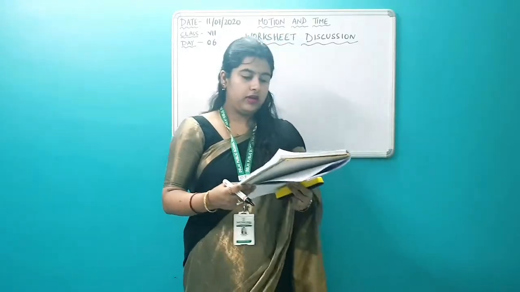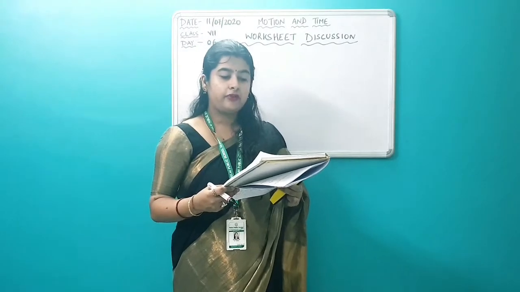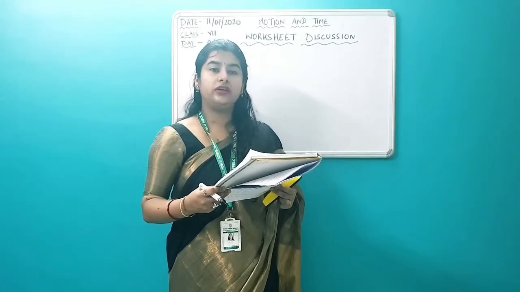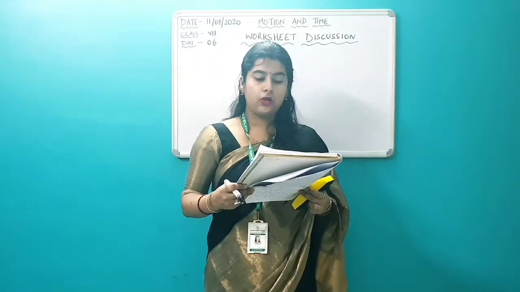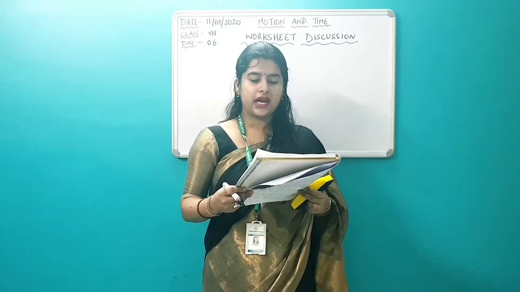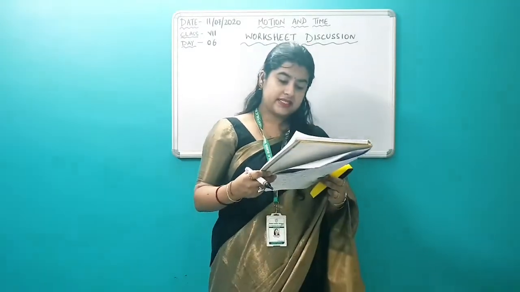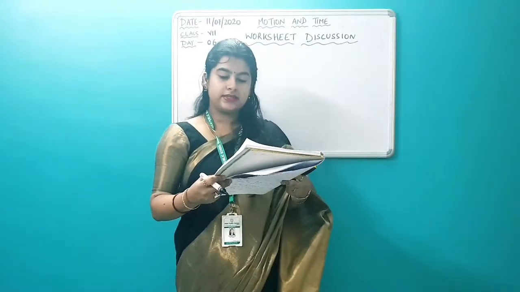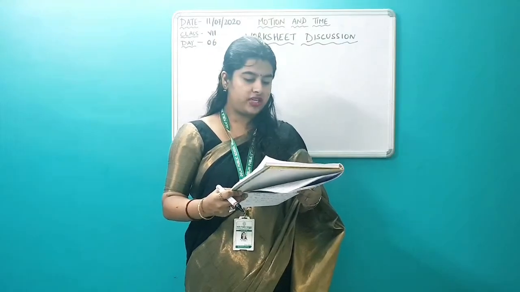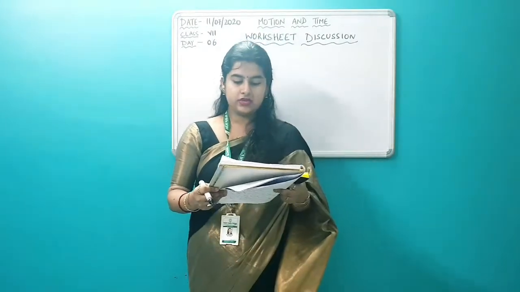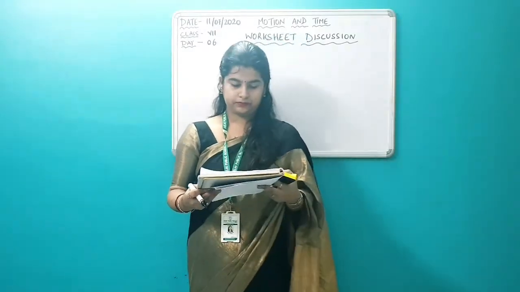Question number 4. A student draws a distance time graph for a moving scooter and finds that a section of the graph is a horizontal line parallel to the time axis. Which of the following conclusions is correct about this section of the graph? Your answer is D. The distance traveled by the scooter is 0 in this section.